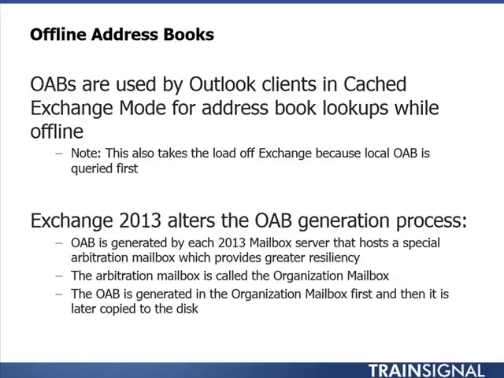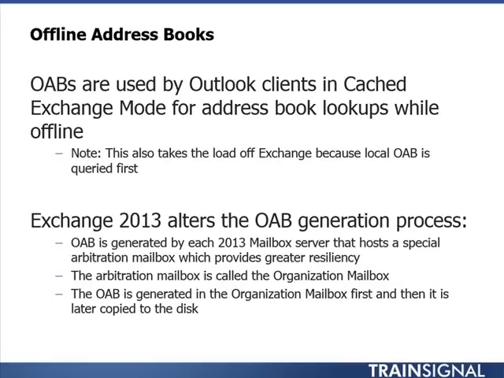At the end of this lesson, under additional research, there's an article entitled OAB in Exchange Server 2013. It's an article on the Exchange Team blog site. I definitely recommend that you take the time to read that article and to get a better understanding of how offline address books work in Exchange 2013, especially with regard to this new arrangement where there's greater resiliency as a result of them being generated by mailbox servers with that special arbitration mailbox.